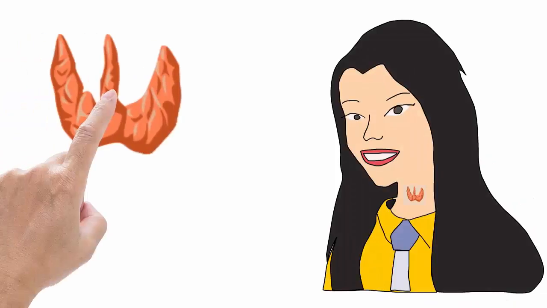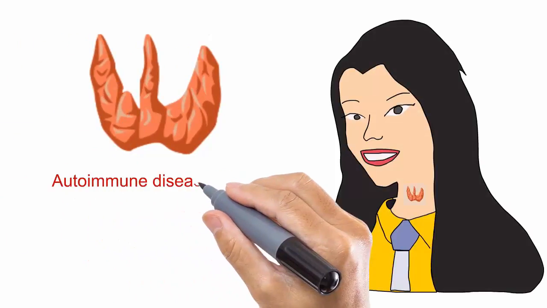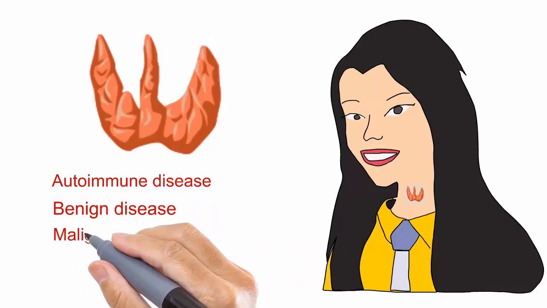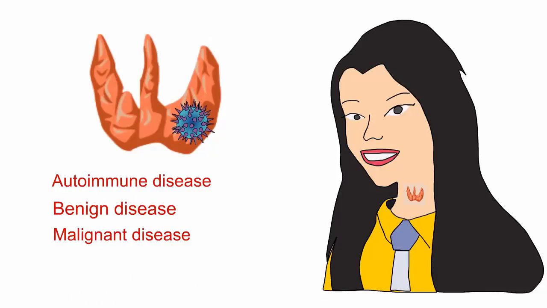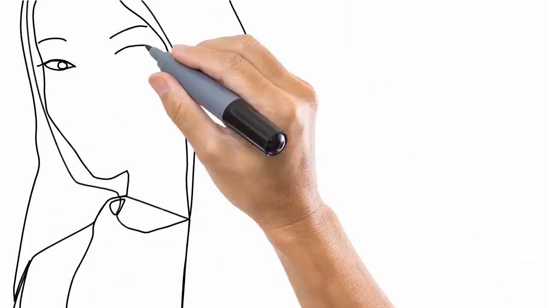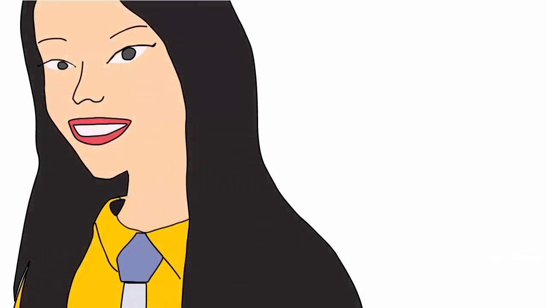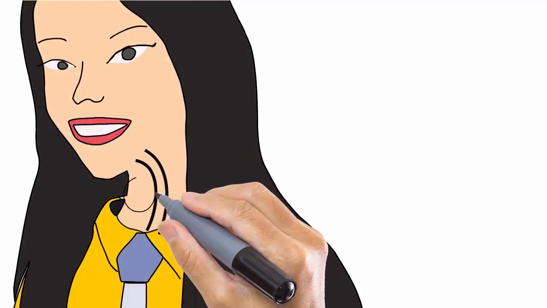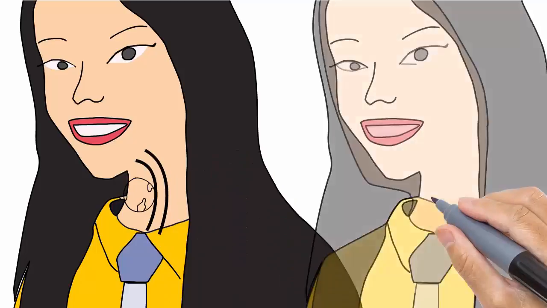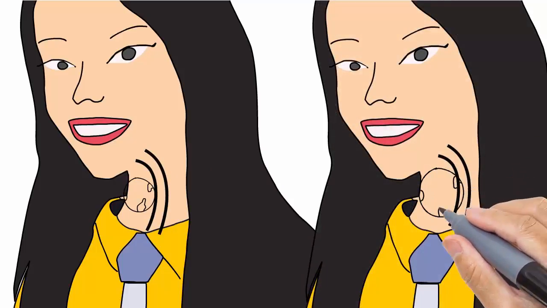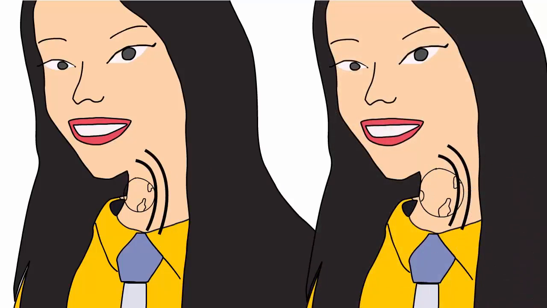There are several causes of goiter, such as autoimmune disease, benign disease, malignant disease, infection and iodine deficiency. When there is goiter, the patient has less space in the food pipe to pass food or water, and so feels trouble in swallowing food or water. The patient may also feel problems in breathing.